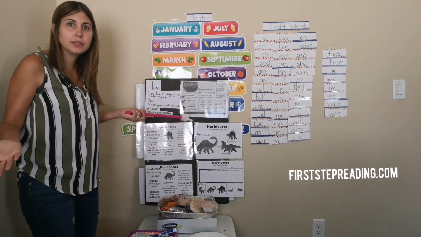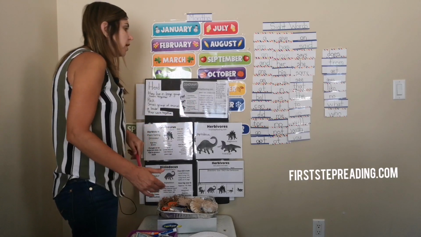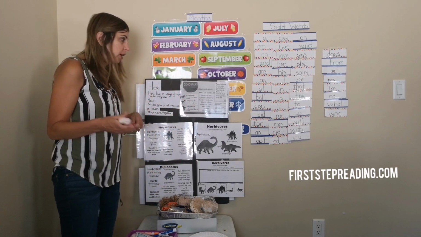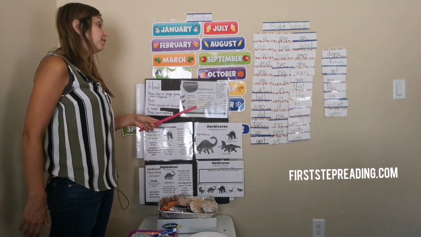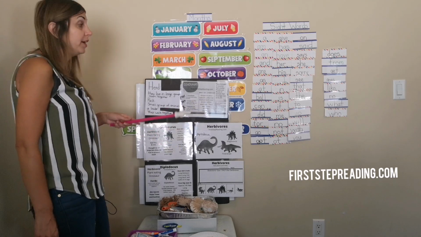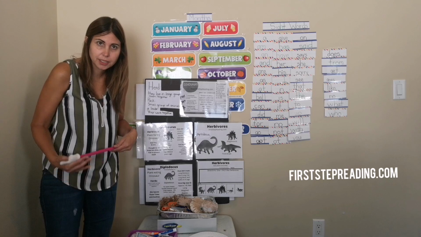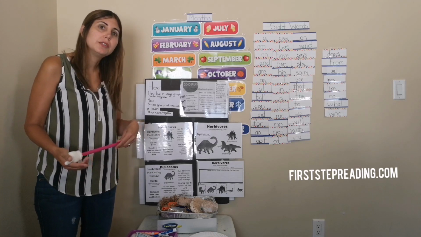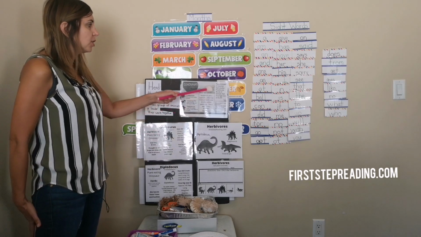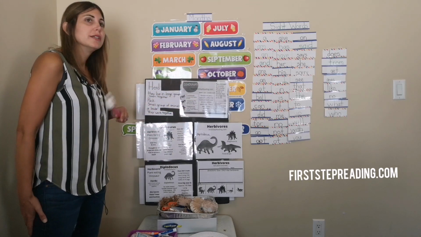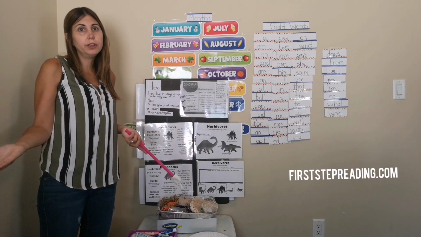What is a dinosaur? Dinosaurs were reptiles that lived on Earth over 65 million years ago, a very, very long time ago. But dinosaurs are extinct. Extinct means they're no longer alive. But scientists called paleontologists study the fossils of the dinosaurs so we can learn about them.